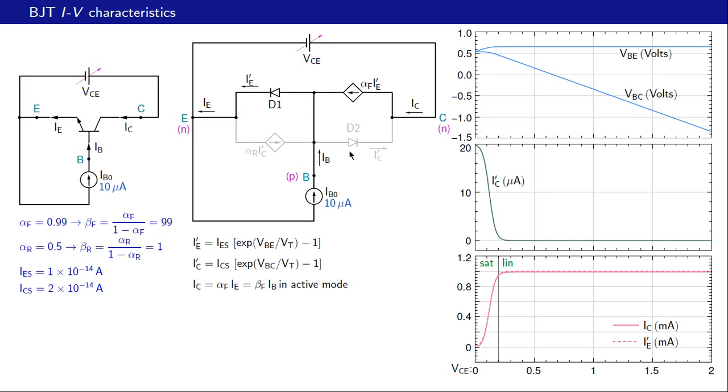Alright, what we will do now is consider another value of VCE, namely VCE equal to 2 volts. For this voltage, we notice that our base emitter voltage has not really changed. We can't really tell the difference.